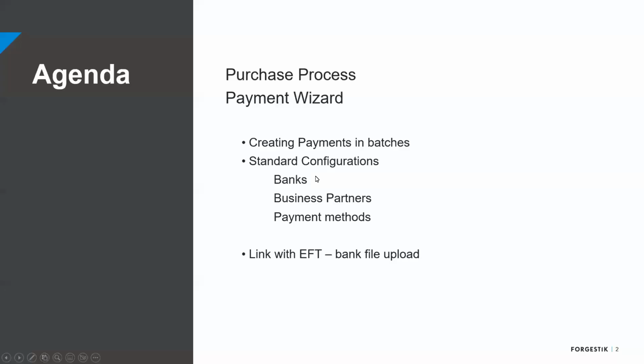Perfect. So today we'll go through the purchase process. It's at the end of the purchasing process, where we're creating the payments, the outgoing payments, using the payment wizard. Instead of doing individual outgoing payments, the payment wizard allows us to do them by batches. We can select multiple suppliers and multiple AP invoices, and the system will generate them by batches.